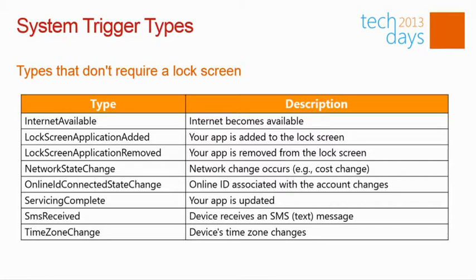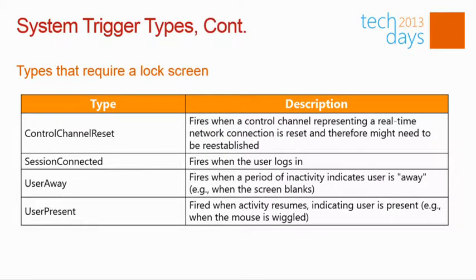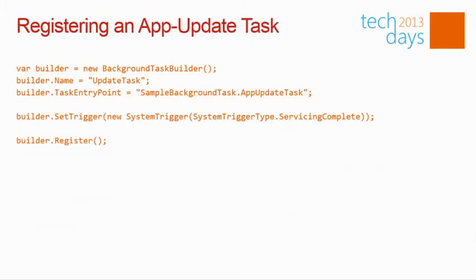That's what the servicing complete system trigger is for. It gives you the opportunity to register a background task that will only execute when a new version of your application is downloaded and installed on a user's machine. Now, there are a few other system trigger types, and I'm going to defer discussion of these until a little bit later, but these system trigger types can only be used by apps that do integrate with the lock screen. Again, that's the minority of Windows Store apps, not the majority.